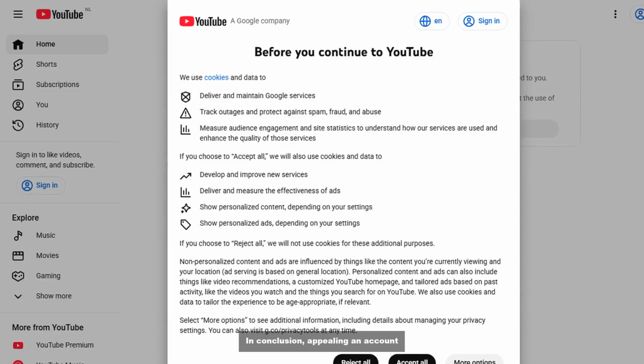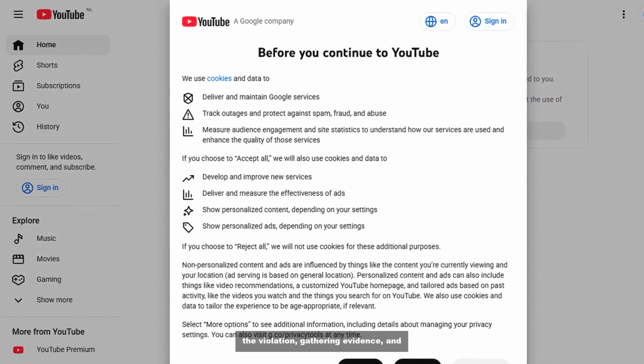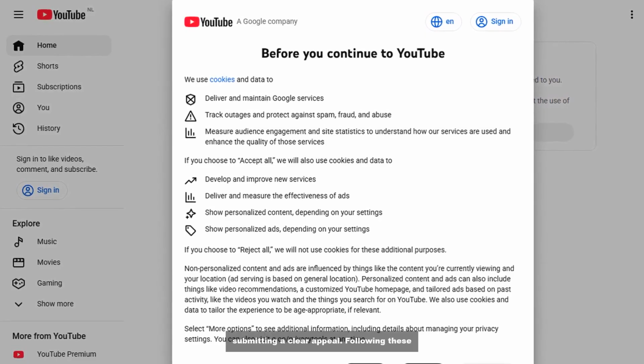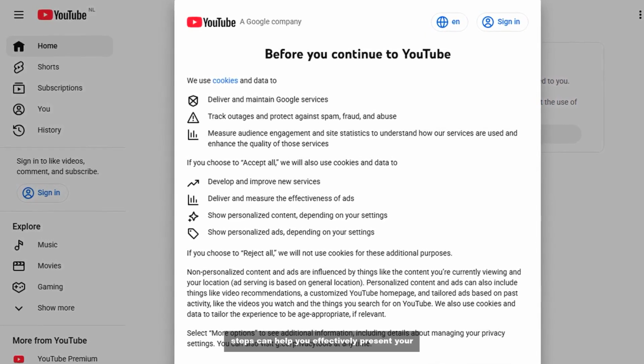In conclusion, appealing an account restriction on YouTube involves understanding the violation, gathering evidence, and submitting a clear appeal. Following these steps can help you effectively present your case.